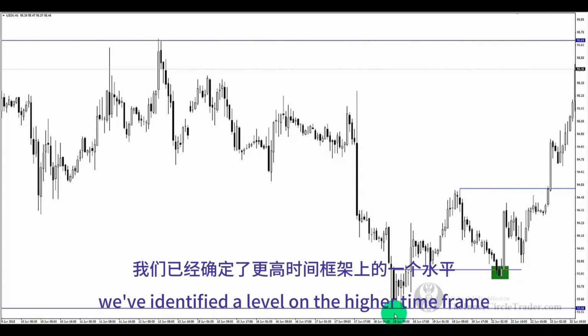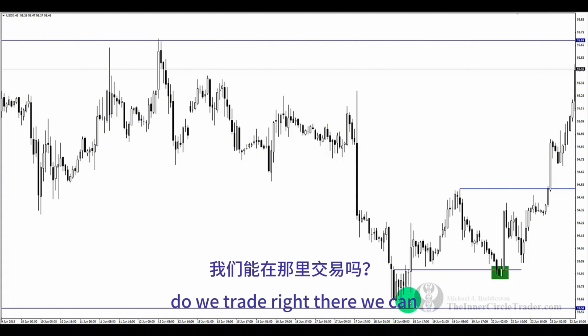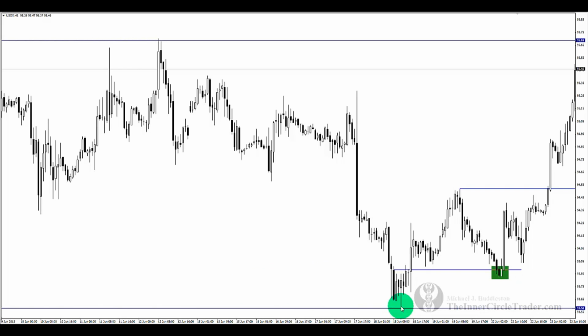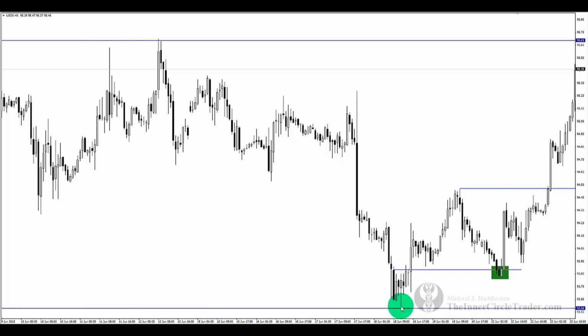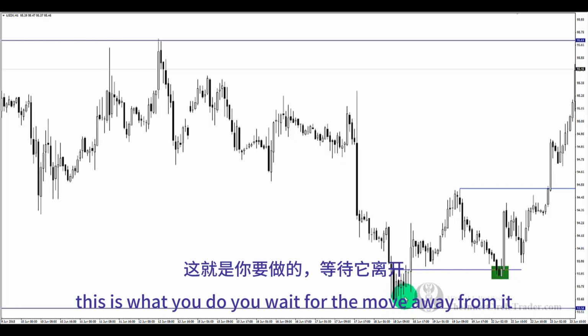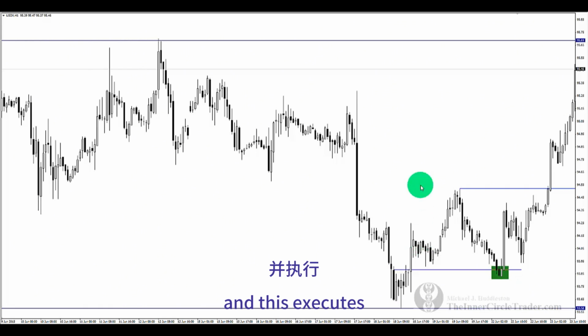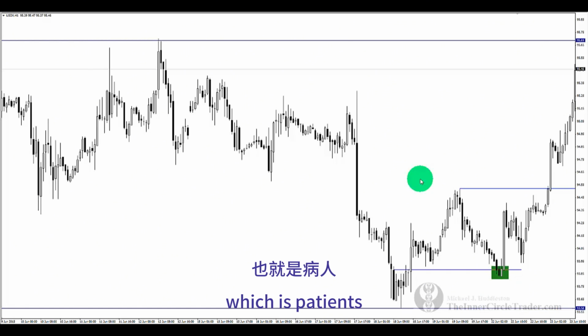Okay, we've identified a level on a higher time frame we would expect to see bullishness. Do we trade right there? We can, but you want to see the highest probability setups, probable rather setups in your trading. This is what you do. You wait for the move away from it, and this exercises rather the central tenet to consistency in trading, which is patience.